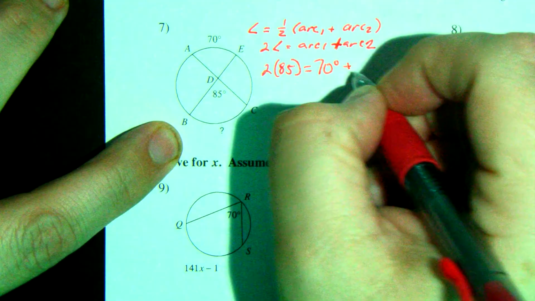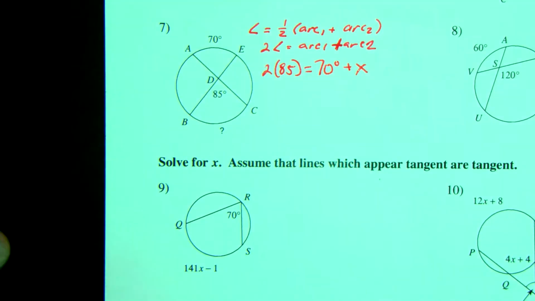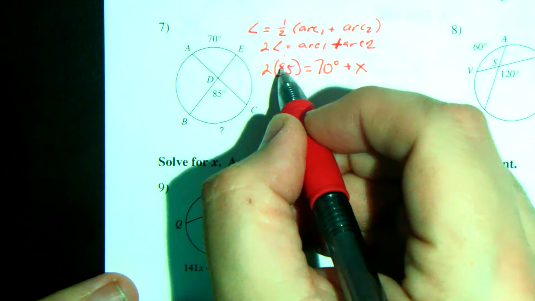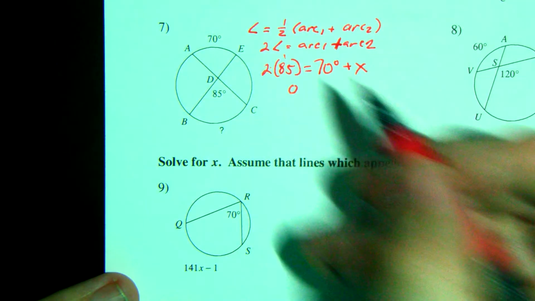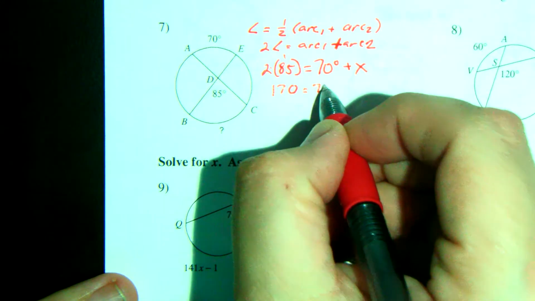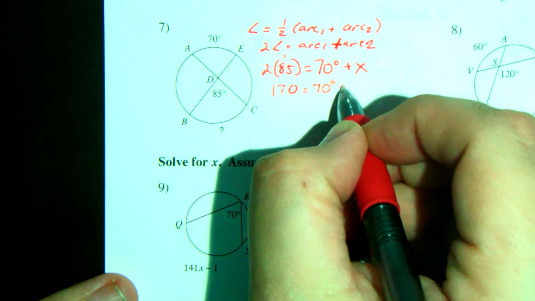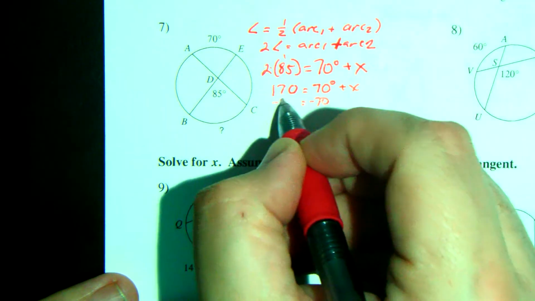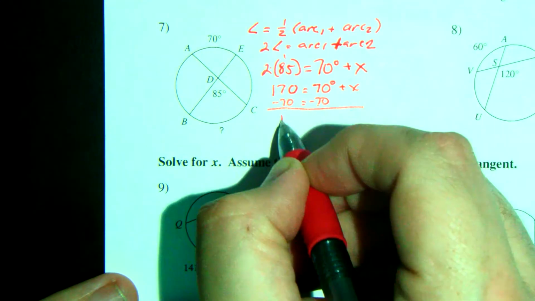So what's 2 times 85? What's 2 times 5? 10. Carry the 1. 8 times 2 is 16. So it's 170 is equal to 70 degrees plus X. So subtract 70. 100 degrees is equal to X. So this guy down here is 100 degrees.